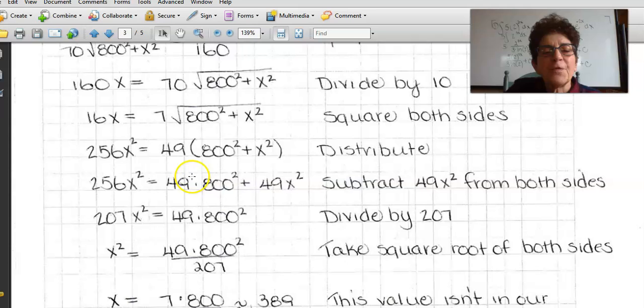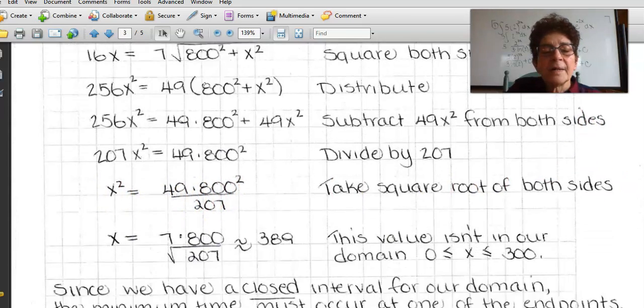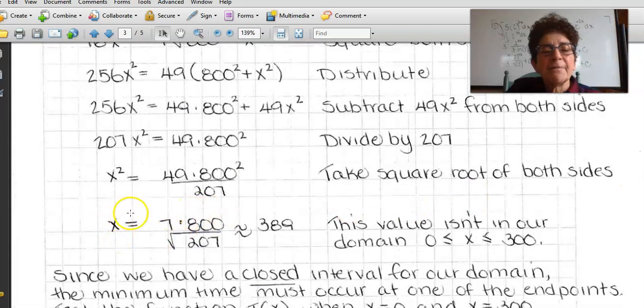And you'll notice I get 49 times 800 squared. This is a huge number, and I don't really want to deal with it just now. That's why I'm not simplifying it. But you can see I did get a 49x squared. So what I'm going to do is subtract 49x squared from both sides, which gives me 207x squared equals this big enormous number. Divide both sides by 207, and I'm finally to the point where I can take the square root of both sides.